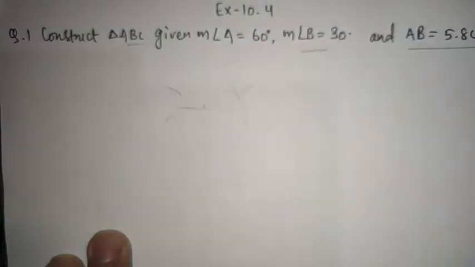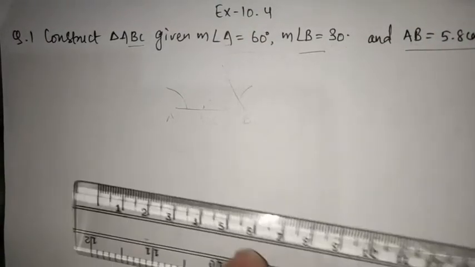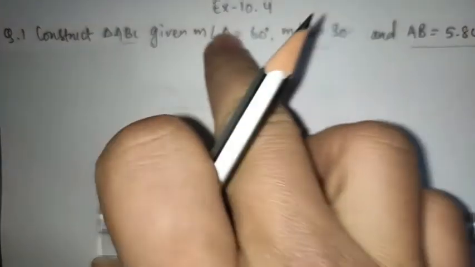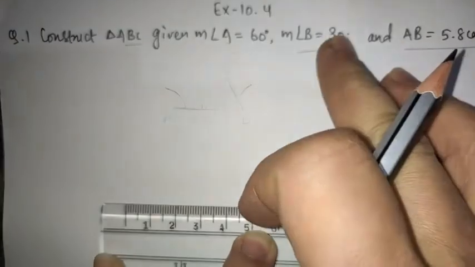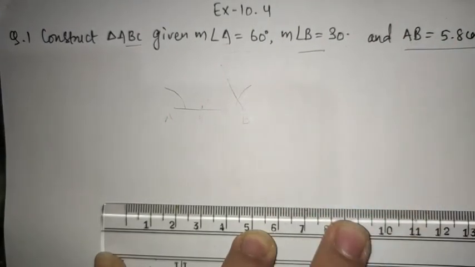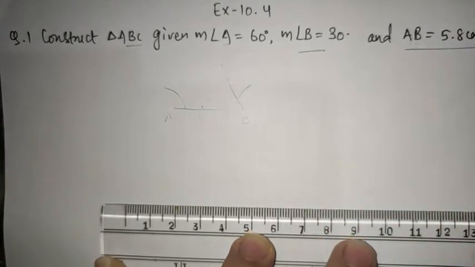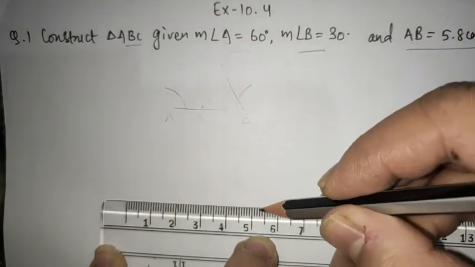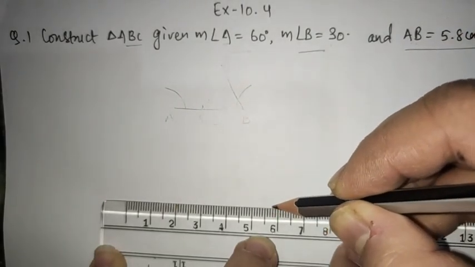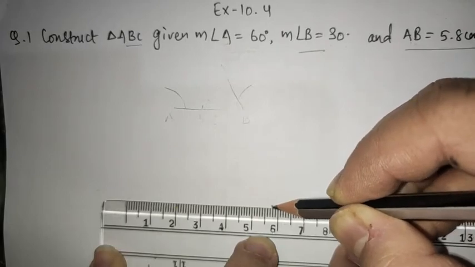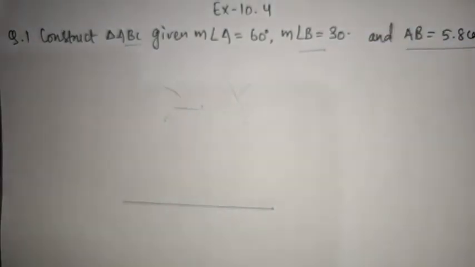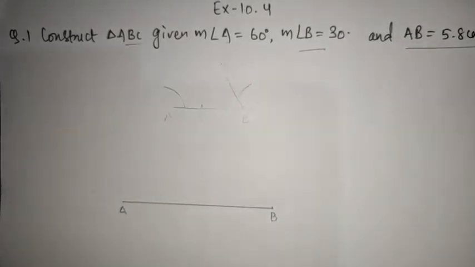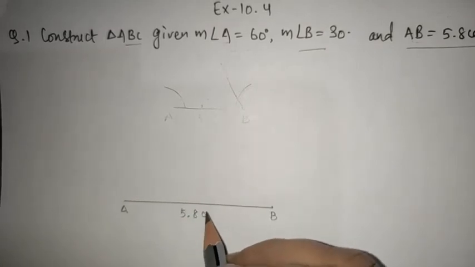Okay. So according to the rough figure, we have to make AB first of all, which is 5.8 given in the question. So whatever the two angles you have, beside that whatever the side is given, that will be considered as a base. Okay, that is a simple logic. So it is 5.8, 5 is here, 5.5, 6, 7, 8. 5.8 lies here. So the name of the side is AB and the measurement is 5.8 centimeter.